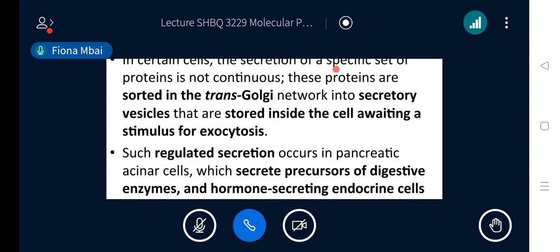So in certain cells, the secretion of specific proteins is also not continuous. These proteins are sorted in the trans-Golgi network into the secretory vesicles that are stored inside the cell, waiting for the stimulus or the signal for exocytosis. Such regulated secretion occurs in the pancreatic acinar cells, which secrete precursors of digestive enzymes, and also in hormone-secreting endocrine cells.